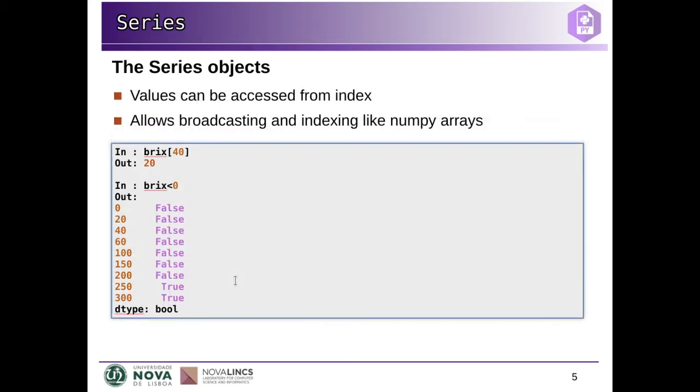So basically, we can think of a series object as something that combines the functionalities of a dictionary for accessing elements by the index as if it were a key, but also of the NumPy arrays. We can do operations like multiplication, sum, and so on. We can compare different arrays with the same number of elements, or in this case with the same indexes.